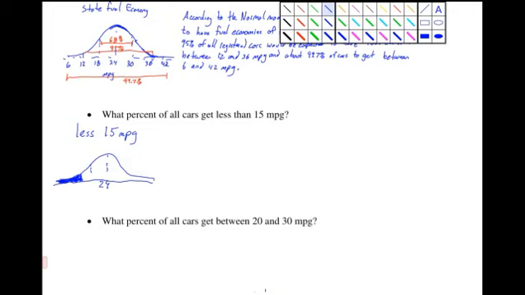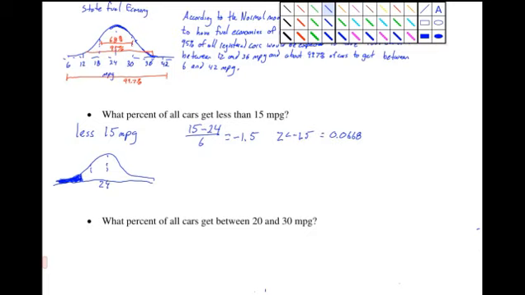So 15 minus 24 over 6, which is the standard deviation. And we know this should be a negative number because we're shading to the left of the mean. This equals negative 1.5. So z less than negative 1.5 is going to be 0.0668. We find that by looking in the table. We also used that in a previous example, so you might have that to refer to if you need.